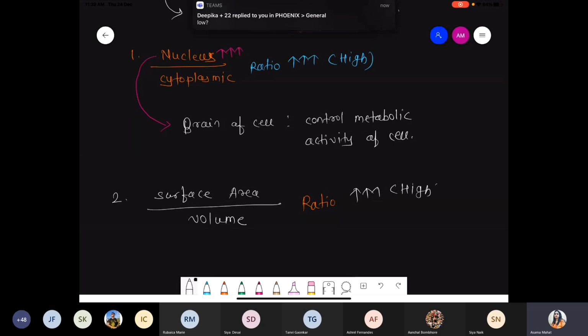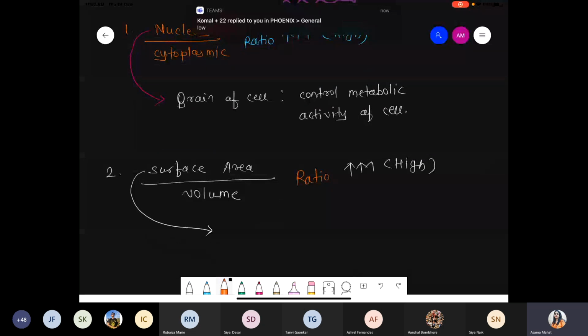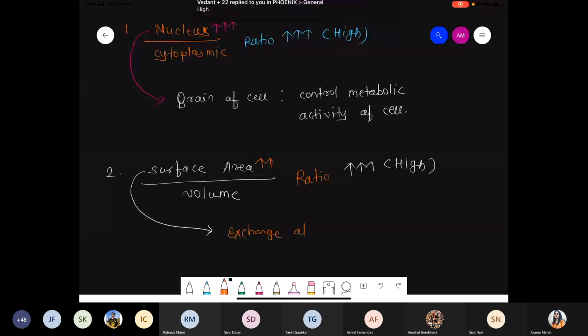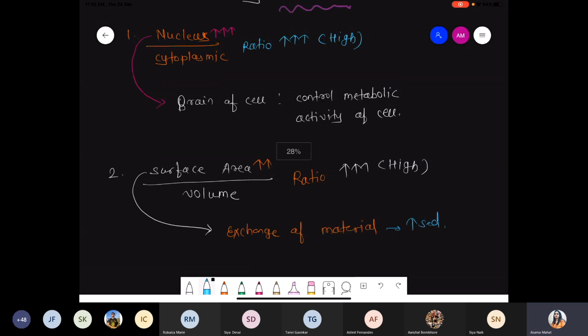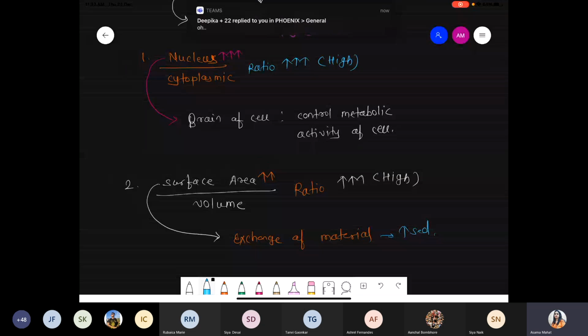Yes, these are high, because what happens if surface area is more? Ultimately, exchange of material is more. The rate of exchange of material can increase. So normally I'll tell you one thing. Suppose meristem. Meristem is what? Very young, metabolically active and very small cells. Whenever we are using the word meristem, young hai, cell division rate is very high.